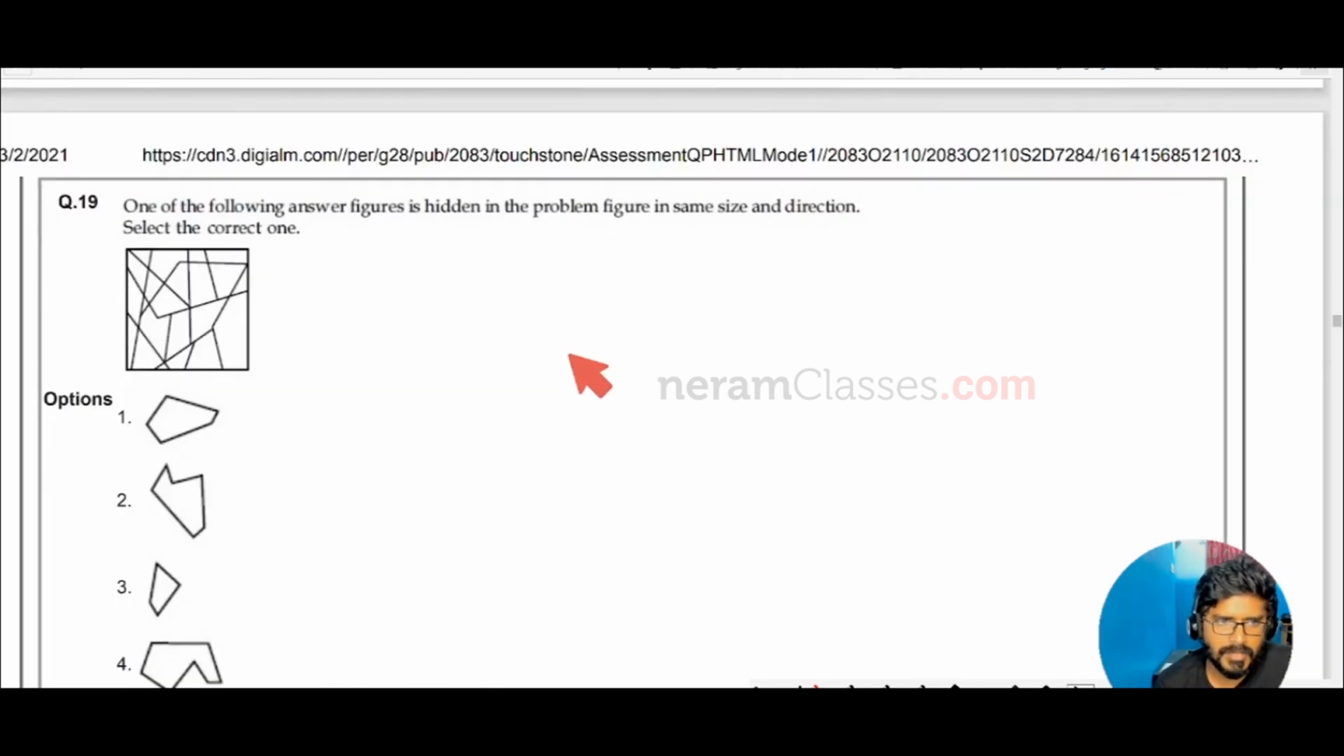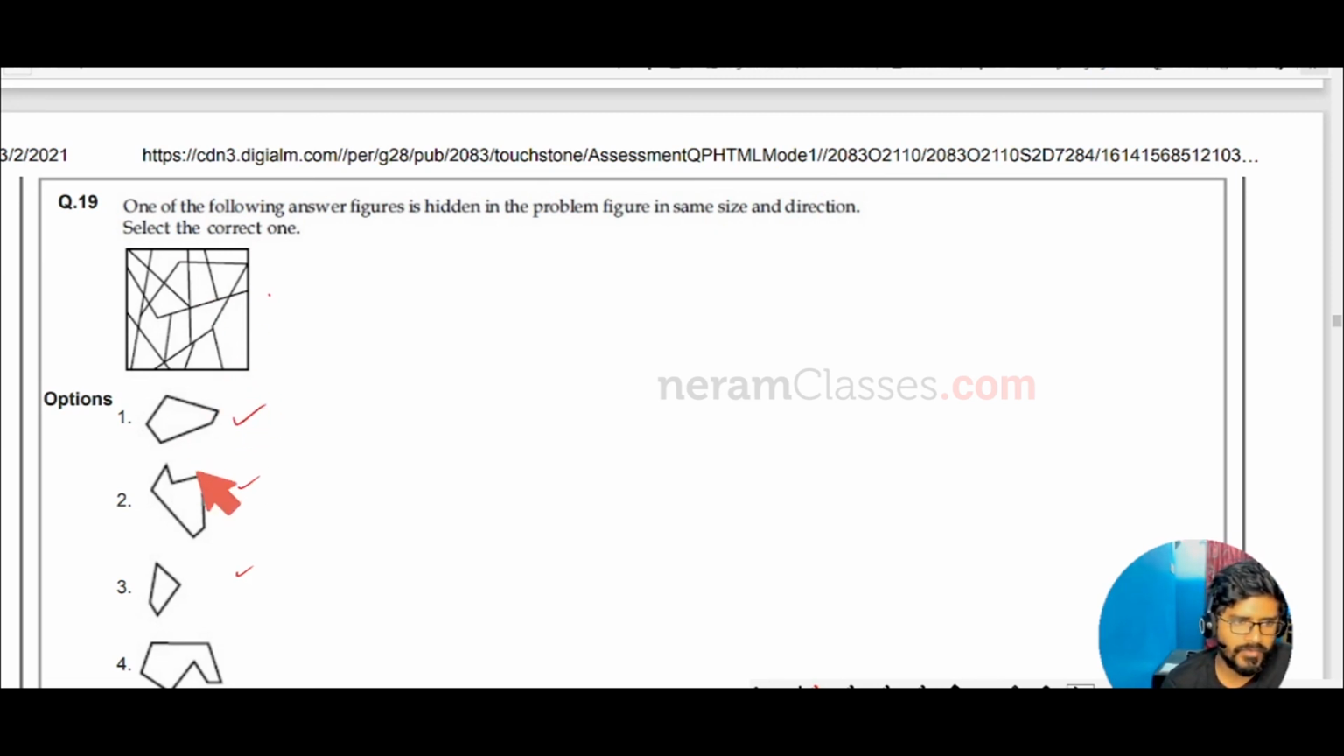Now the question number 19. One of the following answers is hidden in the problem here. That is the same question which we saw in the previous questions. So one among the following shapes is hiding inside this composition. We need to find out which one of these.